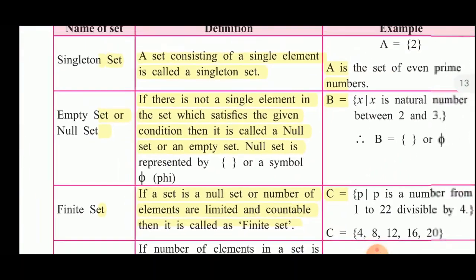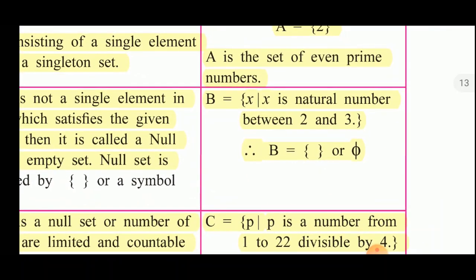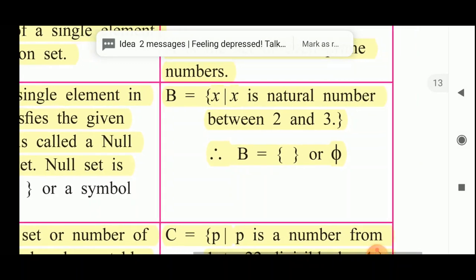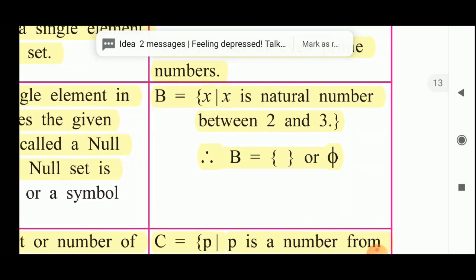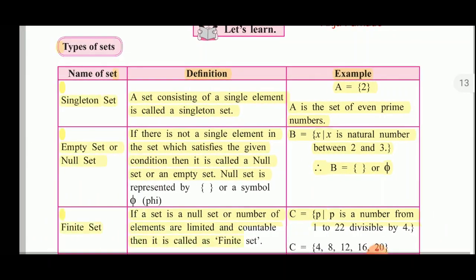An example of the empty set is this one. X is a natural number between 2 and 3. Now there is no natural number between 2 and 3. So this empty set B, you will denote as B is equal to this empty set, or you will use the phi symbol. Phi is a Greek letter.